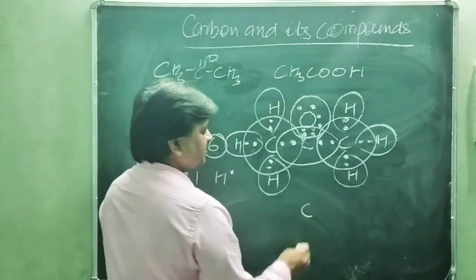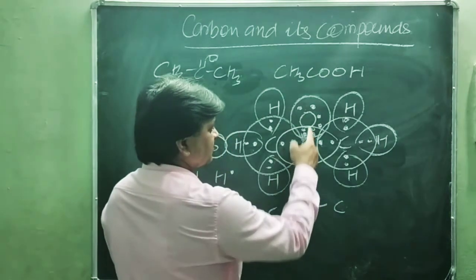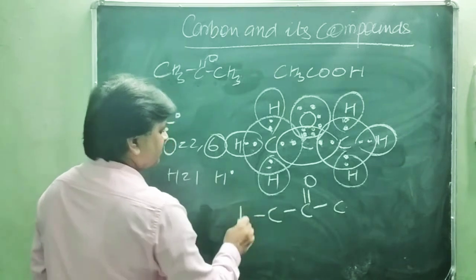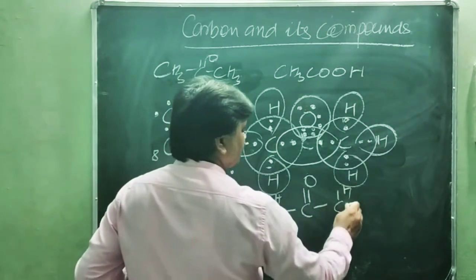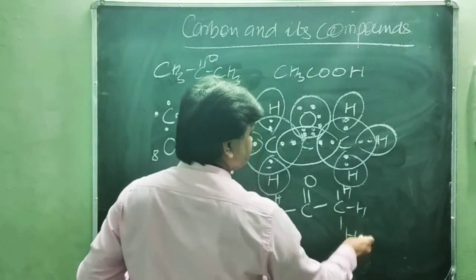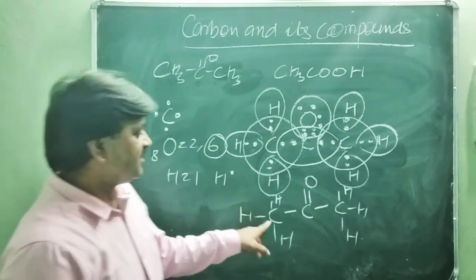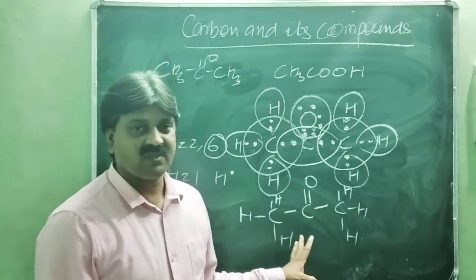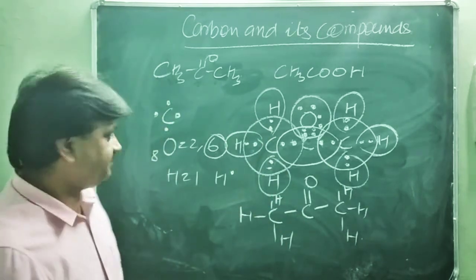So the bond structure: this is 1 electron with each carbon atom, and this carbon is bonded with a double bond with oxygen, and here 1 electron with the hydrogen and 1 electron with this hydrogen. This is the ether. Sorry, acetone. CH3COCH3. This is acetone. So you can write it. Next one is acetic acid.